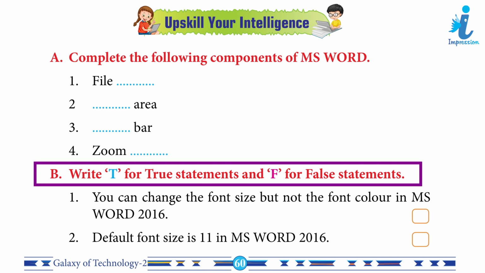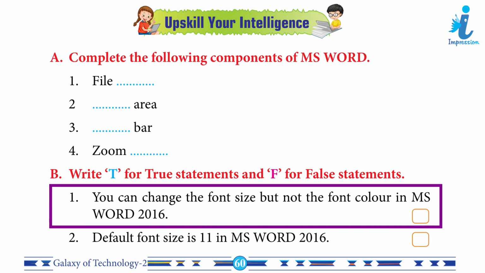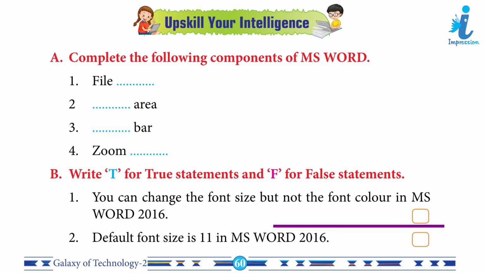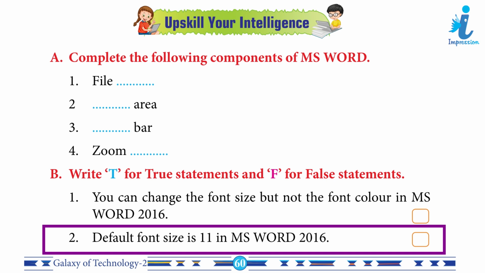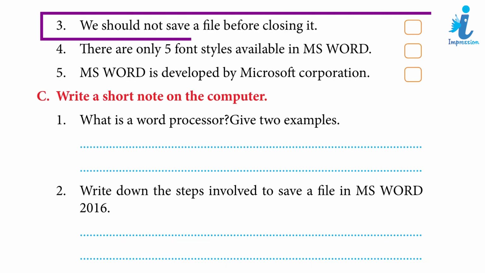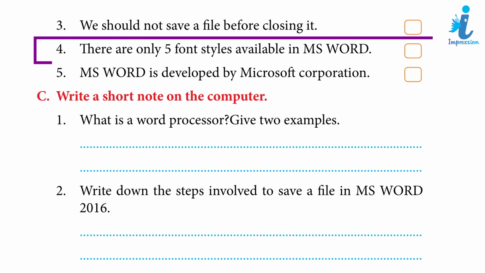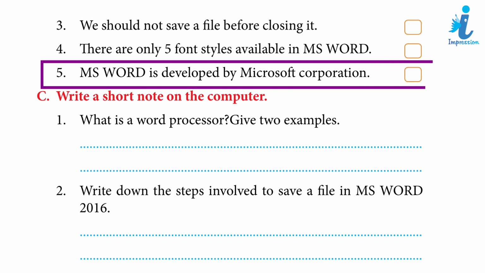B. Write T for true statements and F for false statements. 1. You can change the font size but not the font color in MS Word 2016. Answer: false. 2. Default font size is 11 in MS Word 2016. Answer: true. 3. We should not save a file before closing it. Answer: false. 4. There are only 5 font styles available in MS Word. Answer: false. 5. MS Word is developed by Microsoft Corporation. Answer: true.